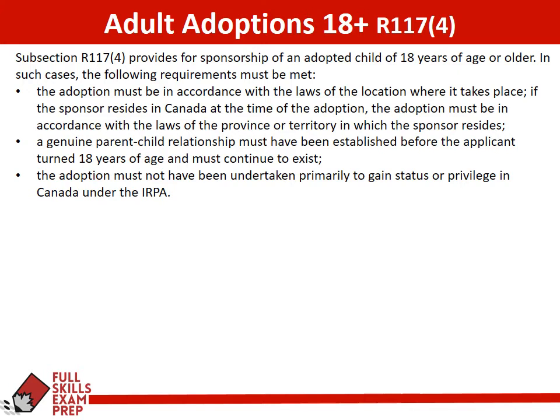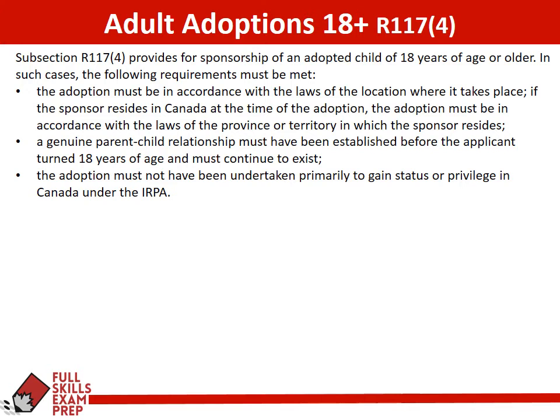The key here is really that genuine parent-child relationship. It has to have been established before the person turned 18, and it must continue to exist. So with an adult adoption, it's not someone who's friends with somebody, and the friend maybe can't immigrate, so they adopt that person. It doesn't count like that, because they have to really prove there's a genuine parent-child relationship. And of course, just like everything else in immigration, the adoption can't be just for immigration.